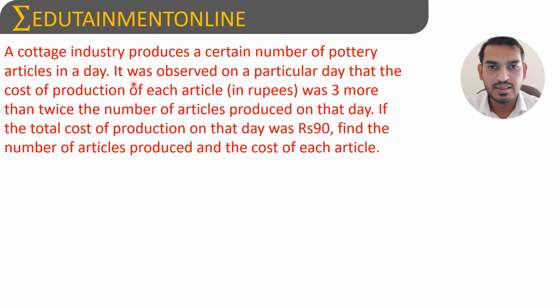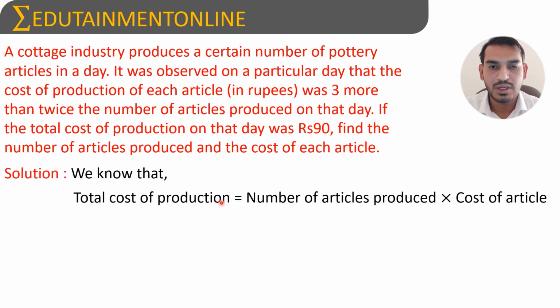Here it is given that the number of articles produced per day... it was observed on a particular day that the cost of production of each article, a single article, was rupees 3 more than twice the number of articles produced on that day. So we can understand like this: total cost of production is the number of articles produced times the cost of an article. The total cost of production is given as rupees 90 here.